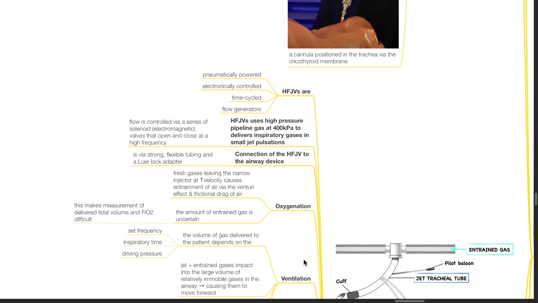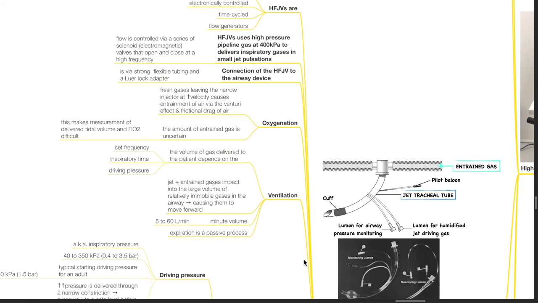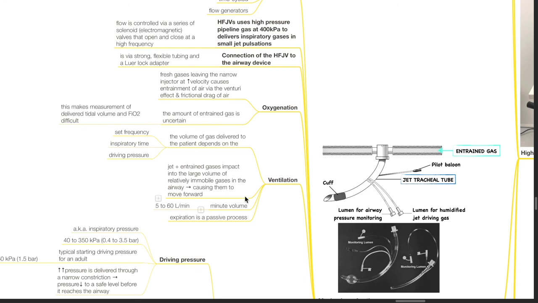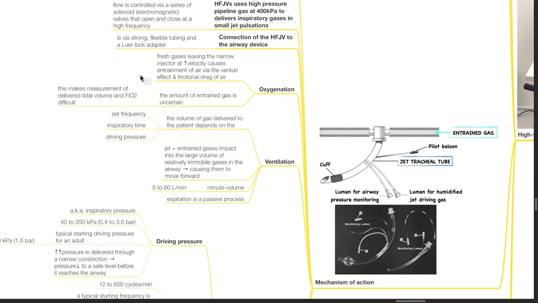Oxygenation. Fresh gases leaving the narrow injector at high velocity cause entrainment of air via the Venturi effect and frictional drag of air. The amount of entrained gas is uncertain, and this makes measurement of delivered tidal volume and FiO2 difficult. Ventilation. The volume of gas delivered to the patient depends on set frequency, inspiratory time, and driving pressure. Jet gases and entrained gases impact into the large volume of relatively immobile gases in the airway, and this causes them to move forward. Minute volume achieved is 5 to 60 liters per minute.